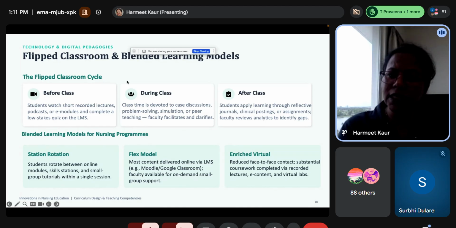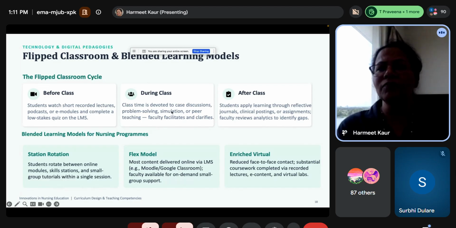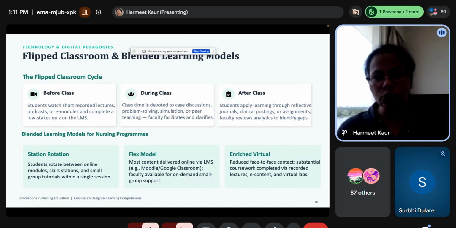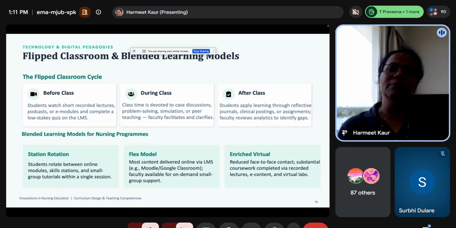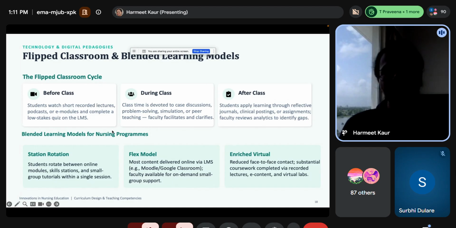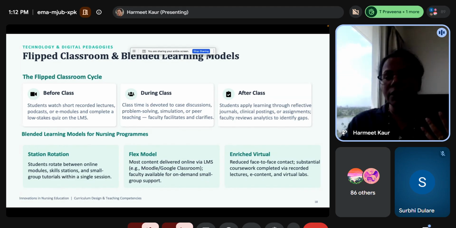Okay. So now in the class, rather than talking from the basics, this class can actually be more interactive. It can be devoted to case discussions, problem solving. You may have some case studies also where you can discuss. Or there can be some peer teaching also where faculty facilitates and clarifies. And then after the class, you can ask students to write a reflective journal also, about what their learning was from today's lecture, and how that learning can be utilized in the clinical posting. Or you may give them some assignments.